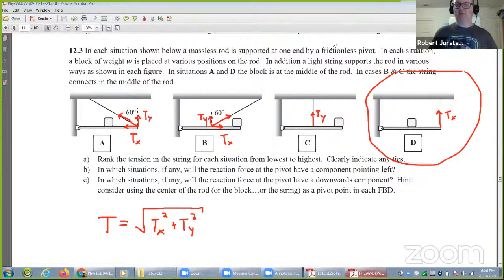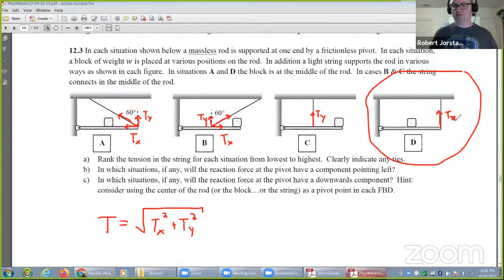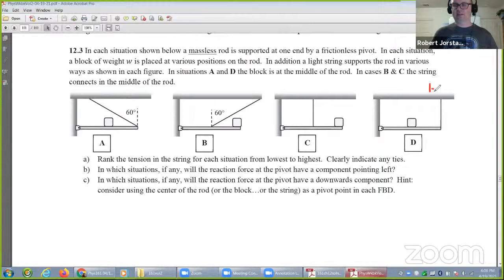In fact, now that you know that, where do you think D ranks? The lowest. So this is the minimum tension. Whoops, I think that's supposed to be a Ty there. Sorry if it's sloppy. All right. So actually, we expect this one to be the least tension because the string is perpendicular. If the string is perpendicular, all of the tension goes into producing torque. Whereas when the string is at an angle like this, only some of the force goes into causing torque.